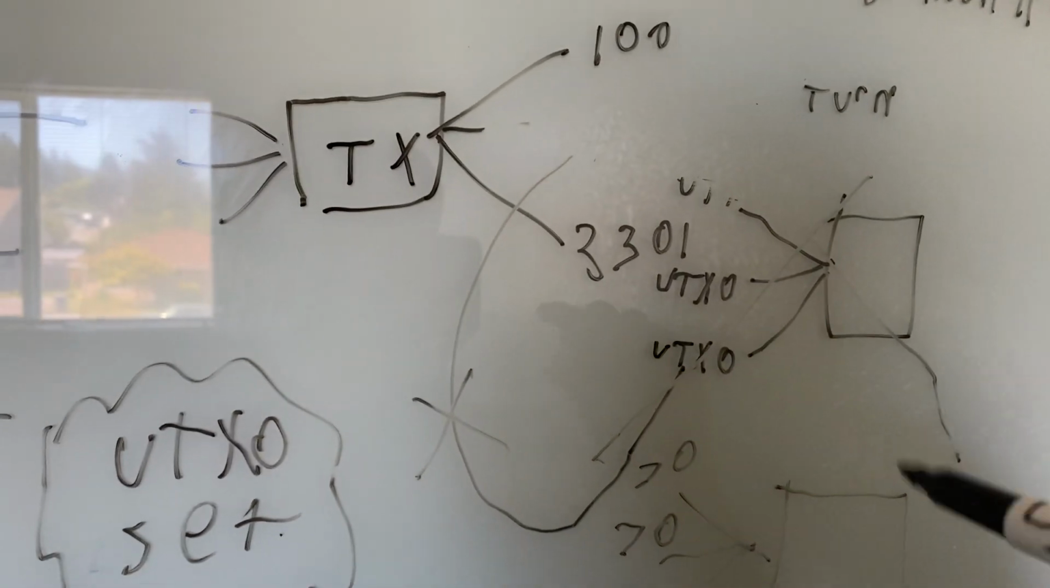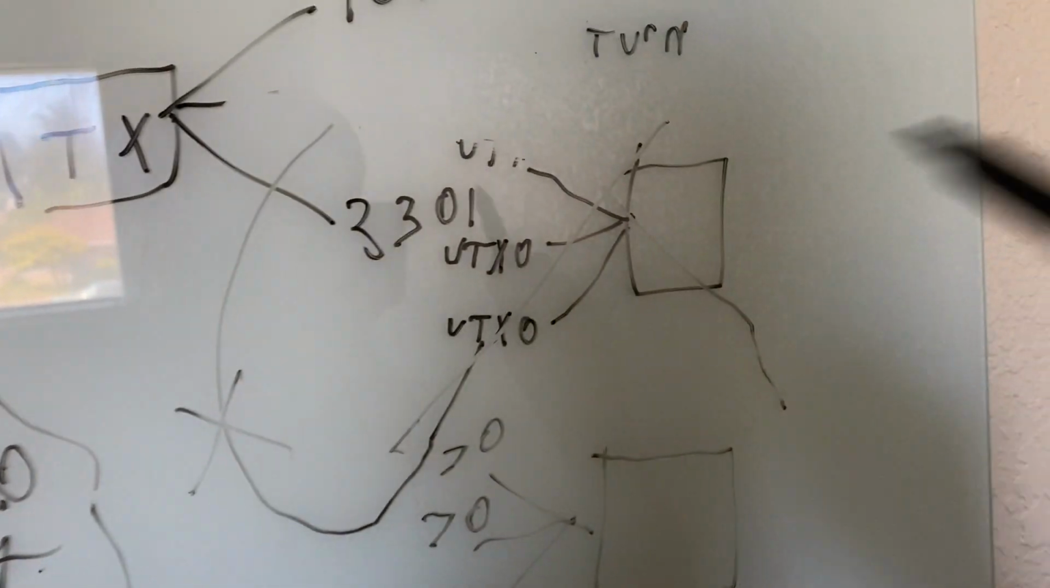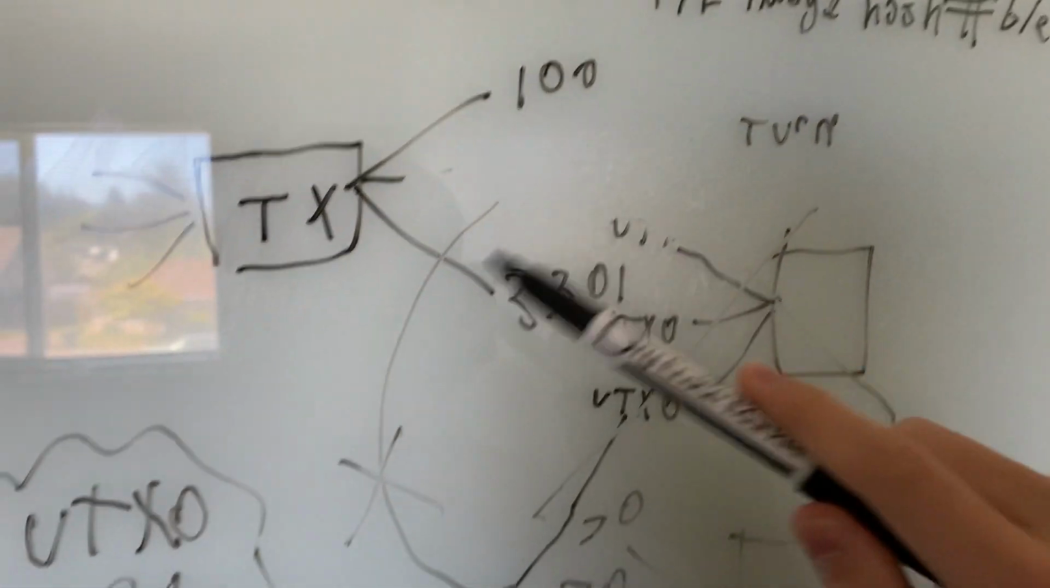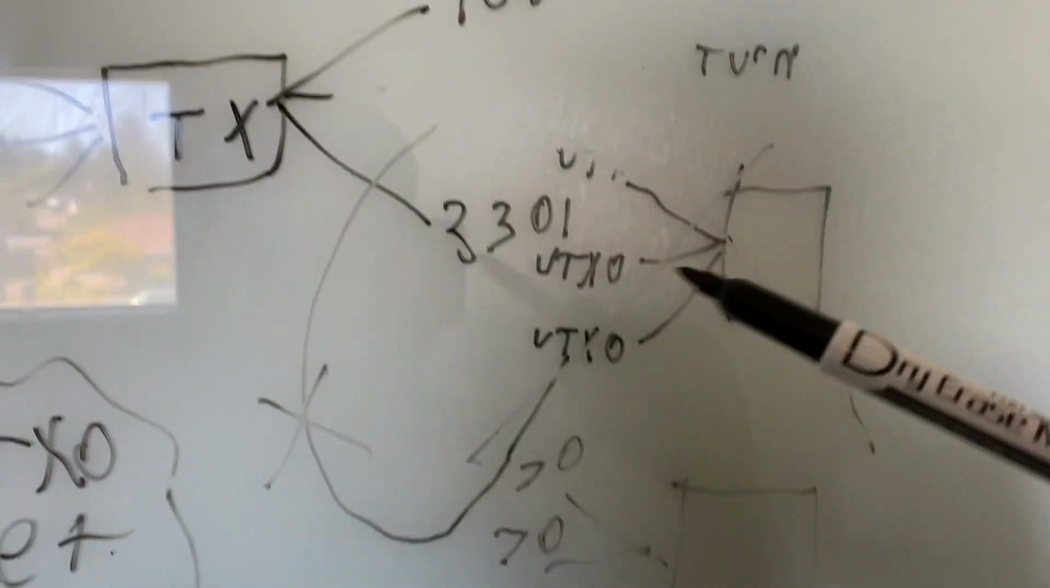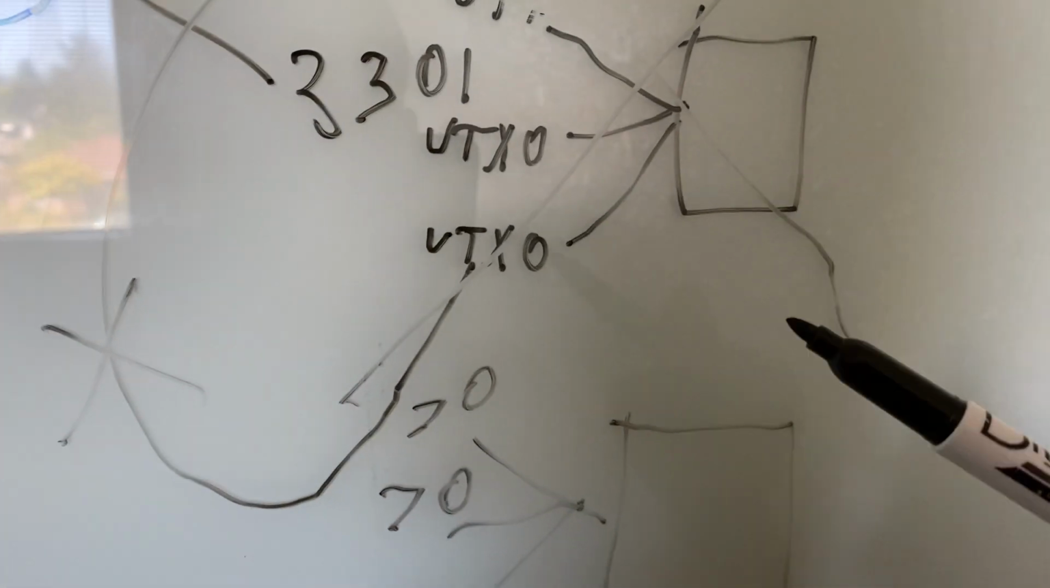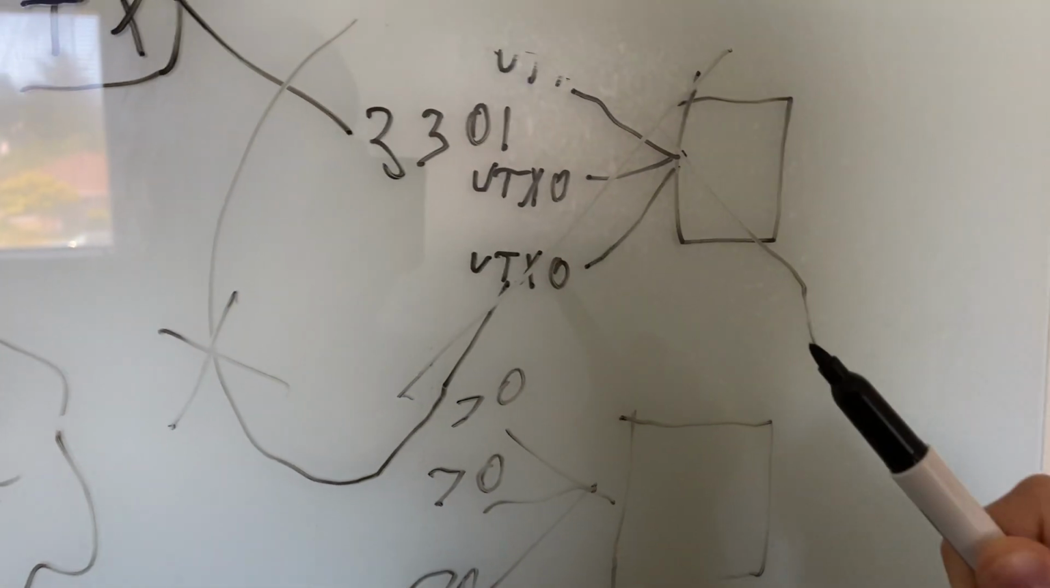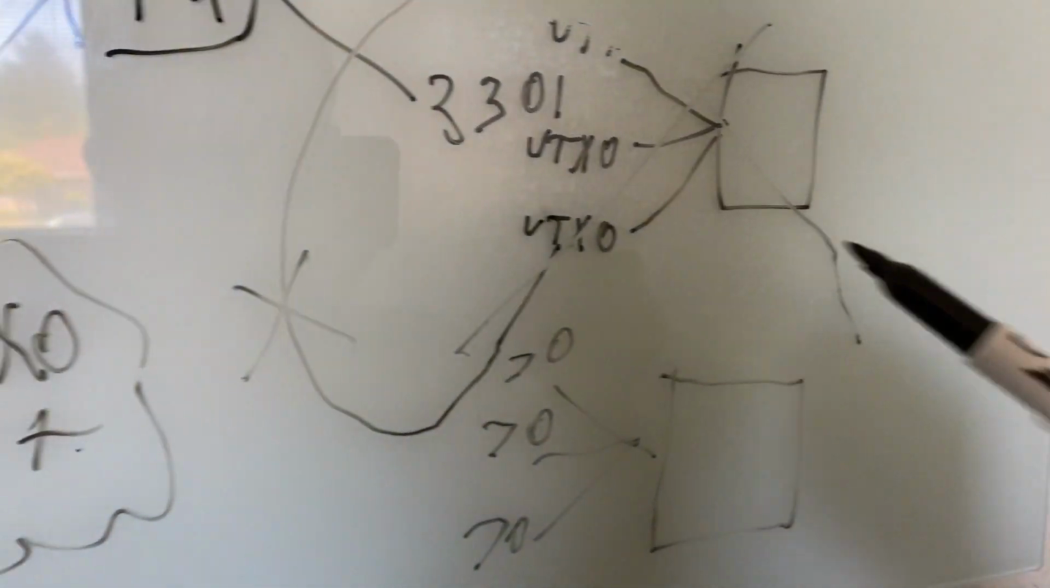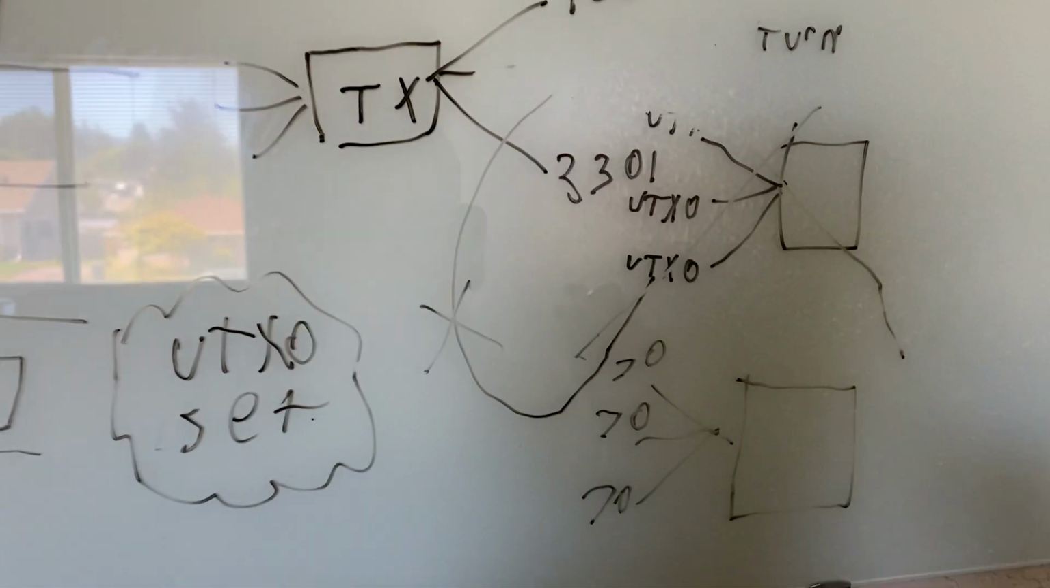Essentially, the reason why this is a violation of the protocol is because we're actually using a UTXO which was not part of the UTXO set as an input. You can never use an input that is not part of the UTXO set. I hope that's kind of cleared things up here.